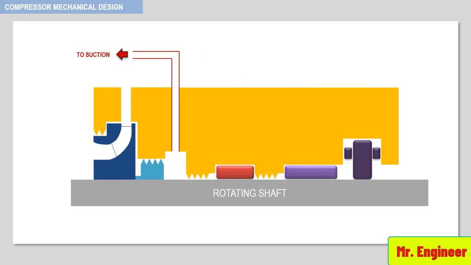This is done by designing the face dimensions of the balance drum for sufficient area to provide the desired force for the differential pressure P2 minus P1 across the balance drum. Therefore, the balance force is calculated by the following formula. It is equal to the differential pressure across the balance drum times the balance drum area.